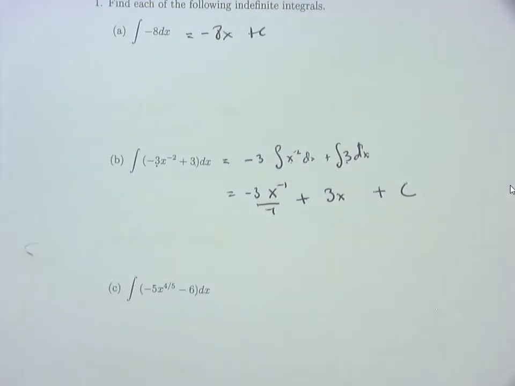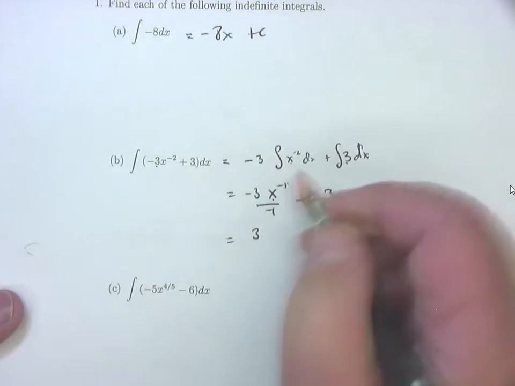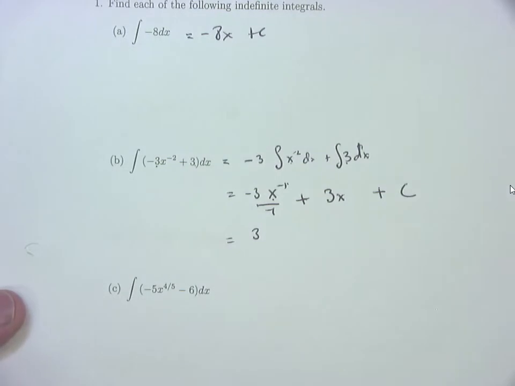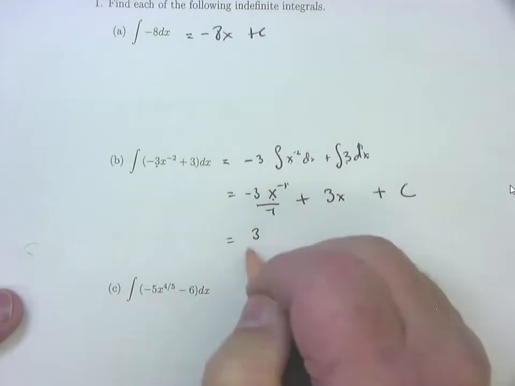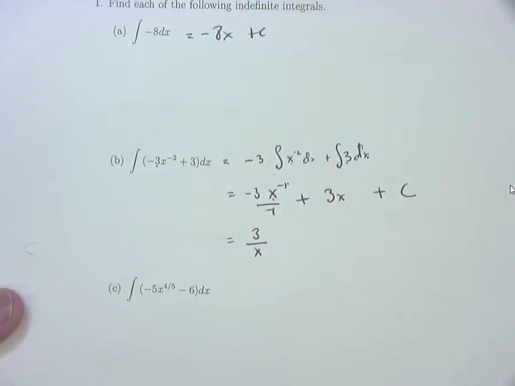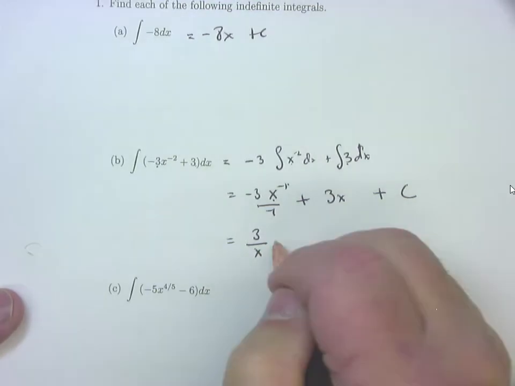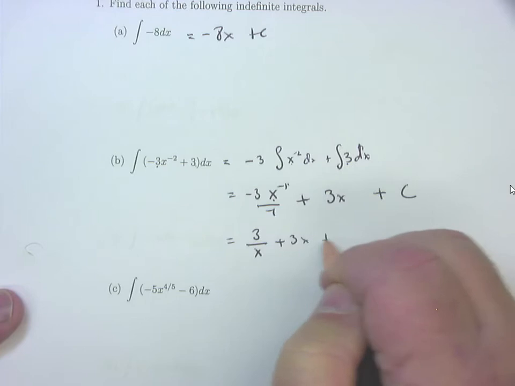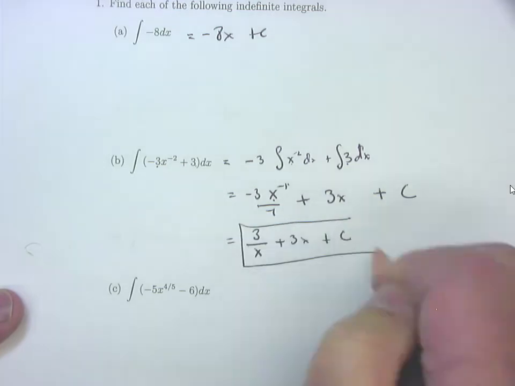But the last thing you're going to do with this mess is clean them up. What is -3 divided by -1? 3. What's x to the -1? Negative exponents go back where they came from, which is on the bottom, and becomes +1 over x, plus 3x plus c. There's your answer.